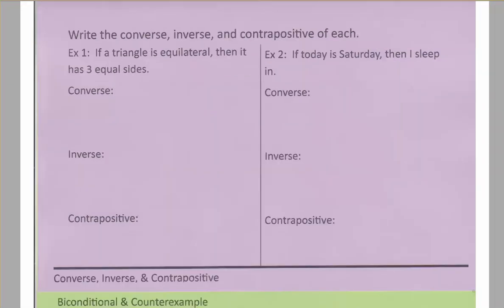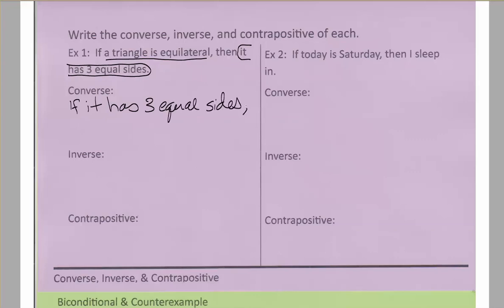Okay, so converse, remember, is flip-flop. So let's underline our hypothesis, circle our conclusion. That makes it easier to flip-flop. So I start with if, and then I write all the circle stuff. It has 3 equal sides. Then I write all the underlined stuff. A triangle is an equilateral.